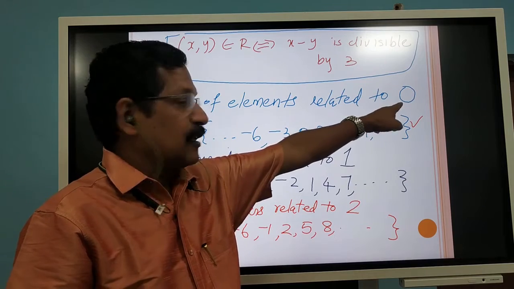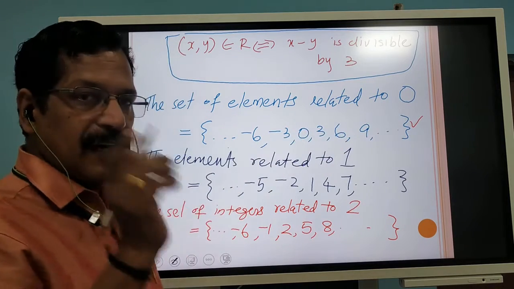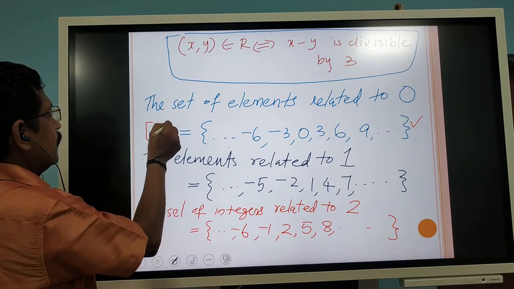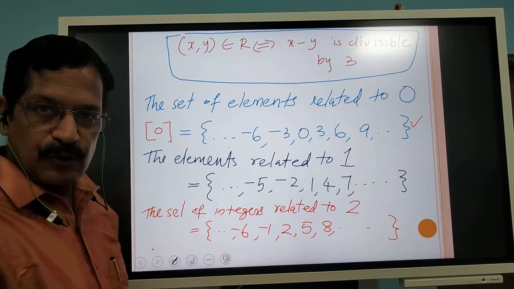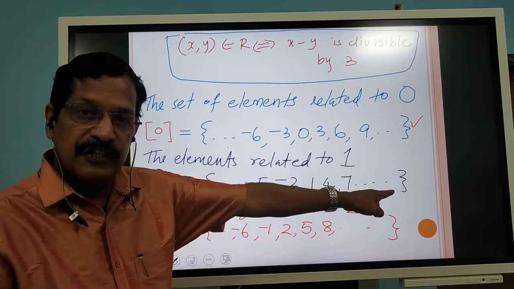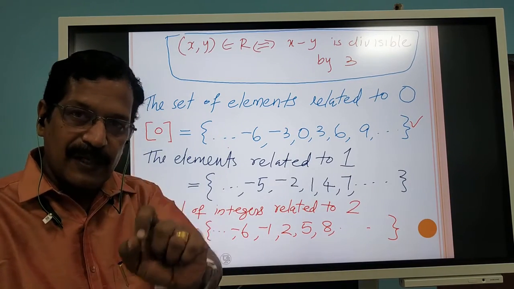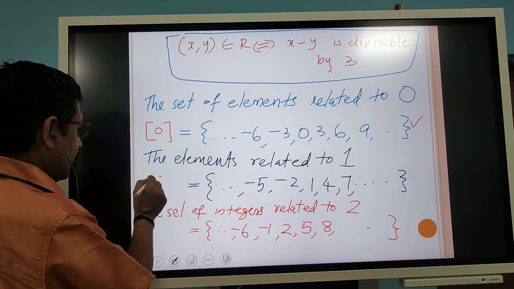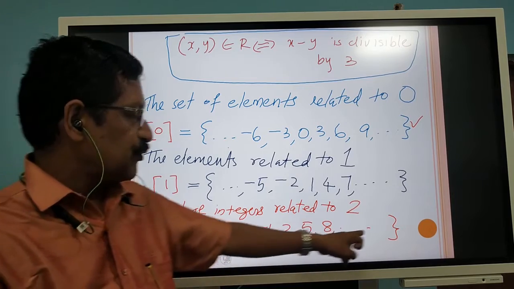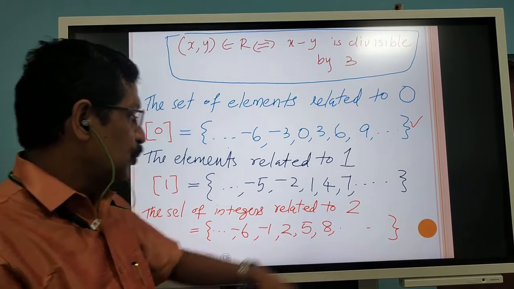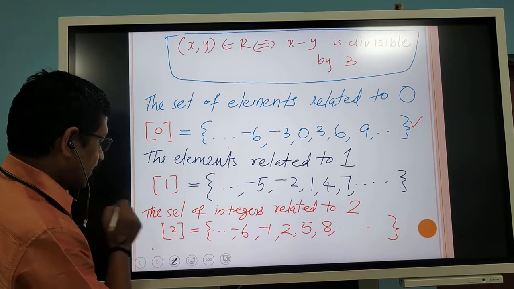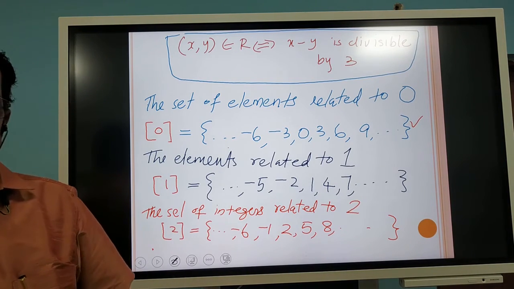So, the equivalence class corresponding to 0 is this set and it is denoted this way. This is the equivalence class corresponding to 0. Now, this is the set of all integers related to 1. That is the equivalence class corresponding to 1. And these are the set of all integers related to 2. And this is the equivalence class corresponding to 2.